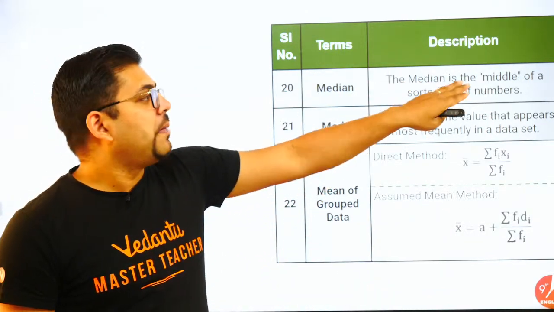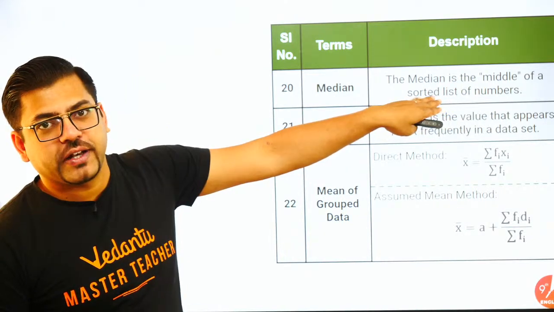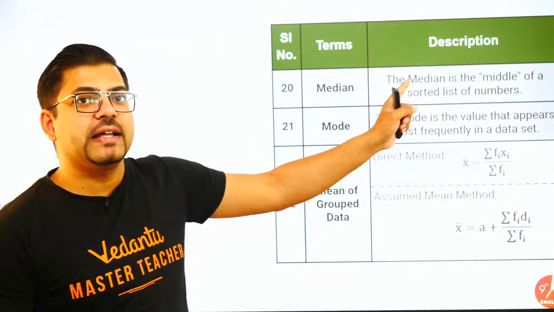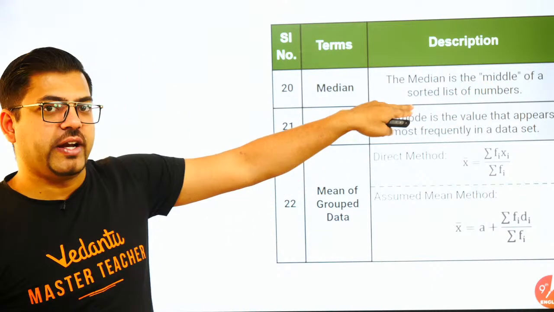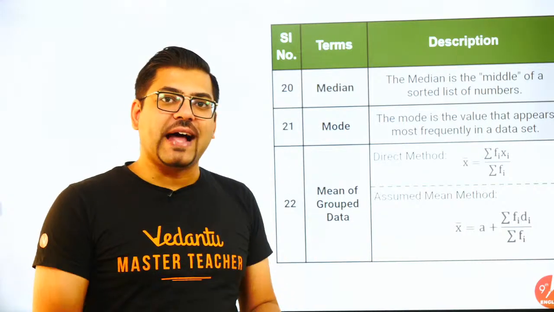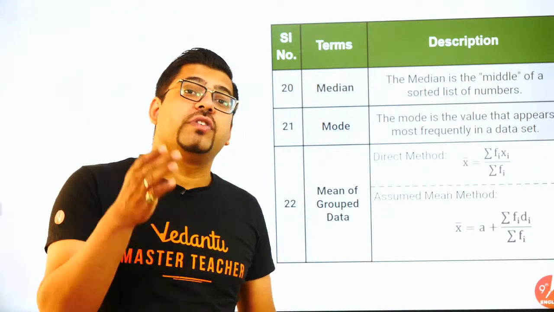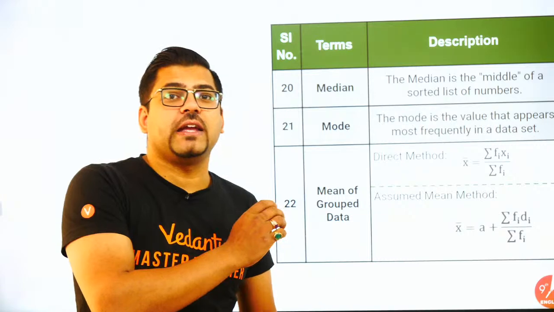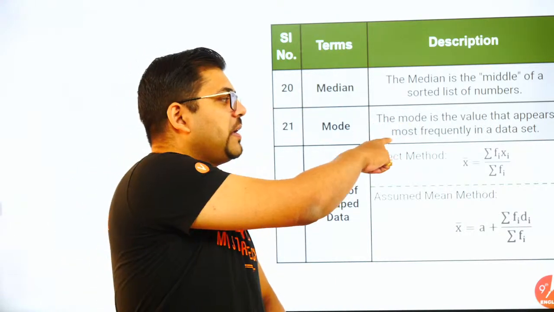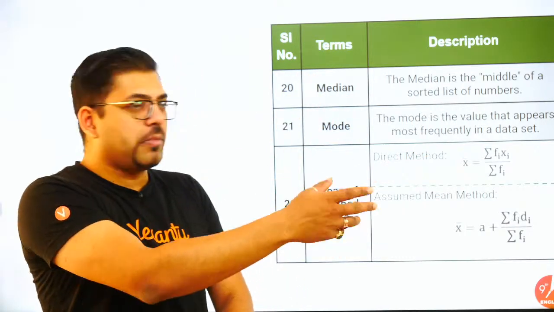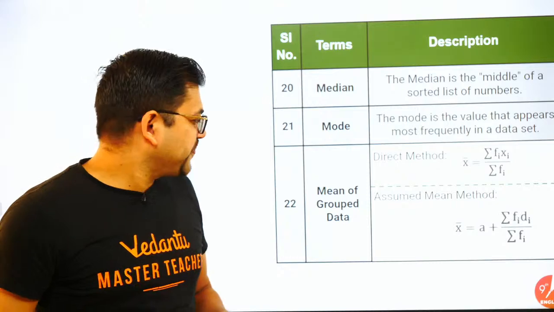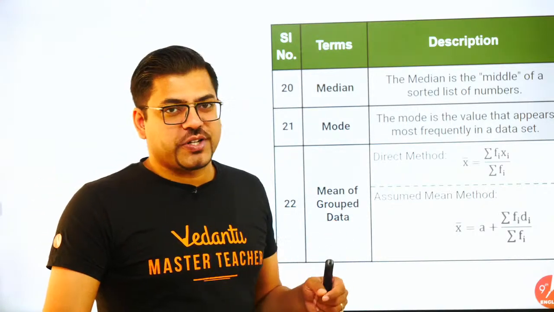Median is the middlemost value of the data. I'm again repeating, people do get confused here. Median is the middlemost value of the data. And mode is that value which appears the maximum number of times in the data. So mode is the value that appears with the highest frequency, the maximum number of times in the data. Okay? Mode is highest frequency. Absolutely right, Tiwari ji.